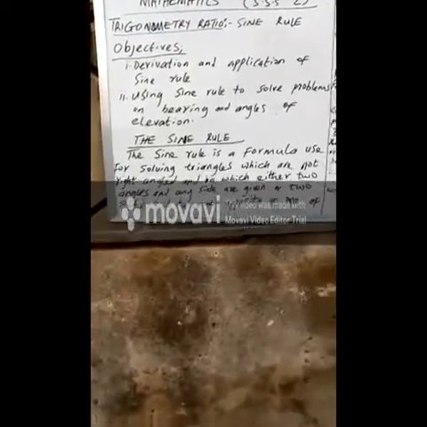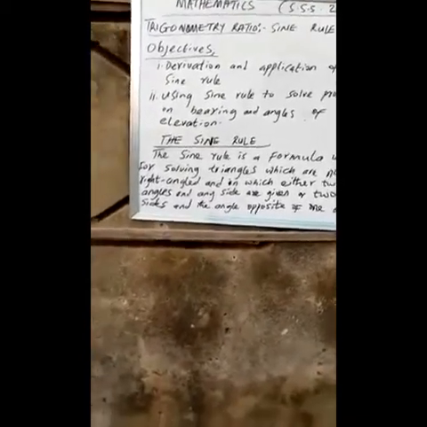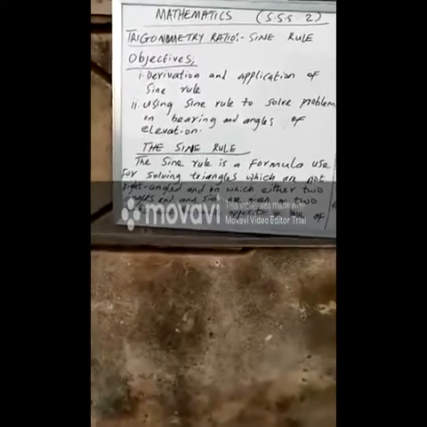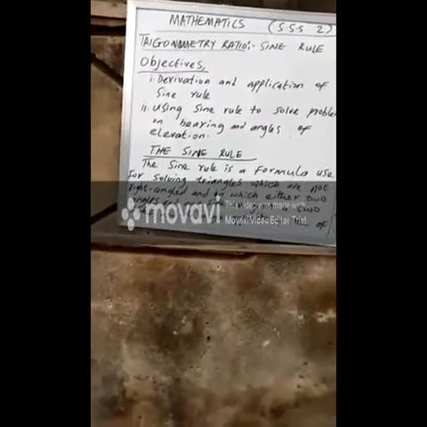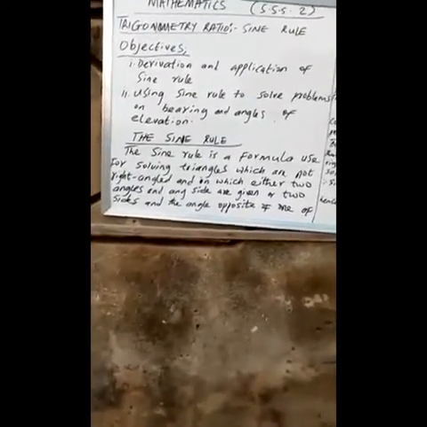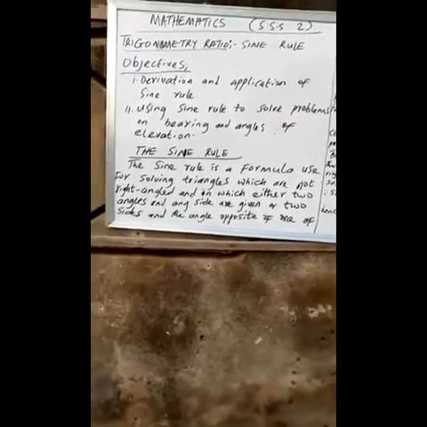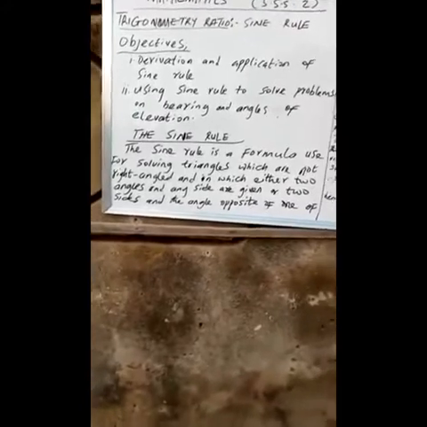What is a sine rule? The sine rule is a formula used for solving triangles which are not right angle triangles. Now, bear in mind, right angle triangles are triangles which have one of their angles equal to 90 degrees. If one of the angles is equal to 90 degrees, that means the other two angles are complementary. They are less than 90 degrees each. Bear in mind that the sum of angles in a triangle is 180. So we use the sine rule to solve problems involving triangles which are not right angle triangles.